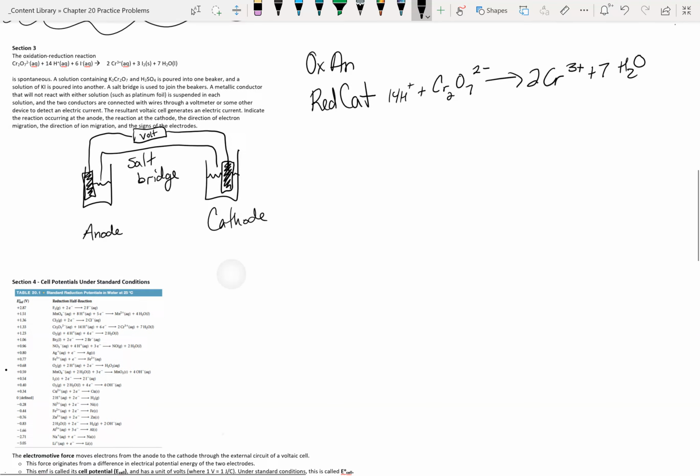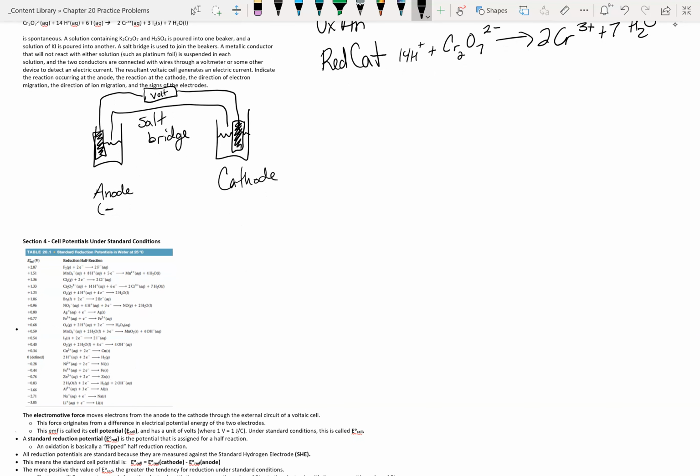The signs of the electrodes are always going to be that anodes are negative and cathodes are positive. Remember, cat is cation, so you can also remember that being positive that way.